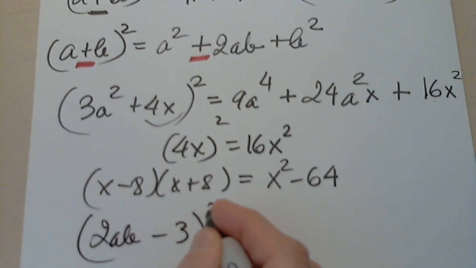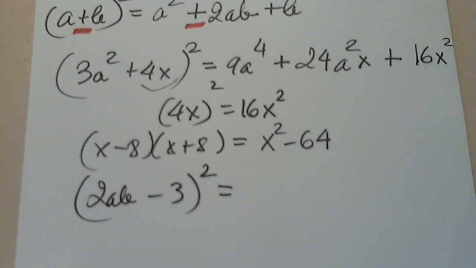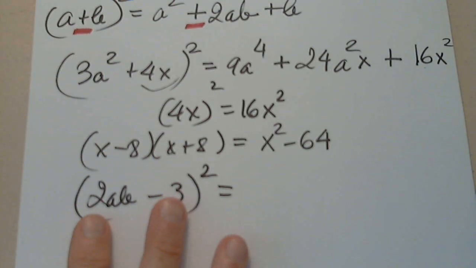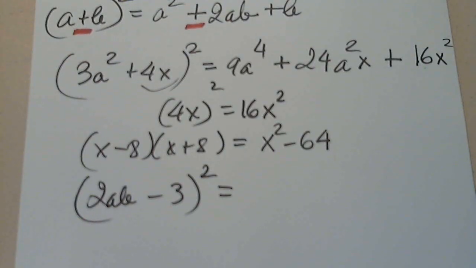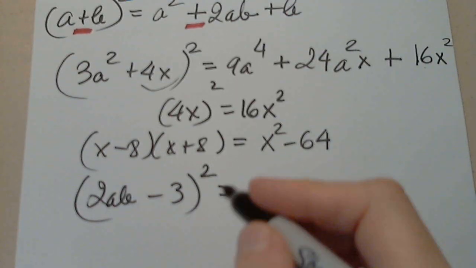2ab minus 3, everything squared. How many terms would you write for this problem when we square a binomial? Three. Yes, very good. Now, you can square the first term, square the last term, and then deal with the middle term. That's fine. I agree with that method. So can anyone square 2ab for us? Maybe 4a squared b squared.